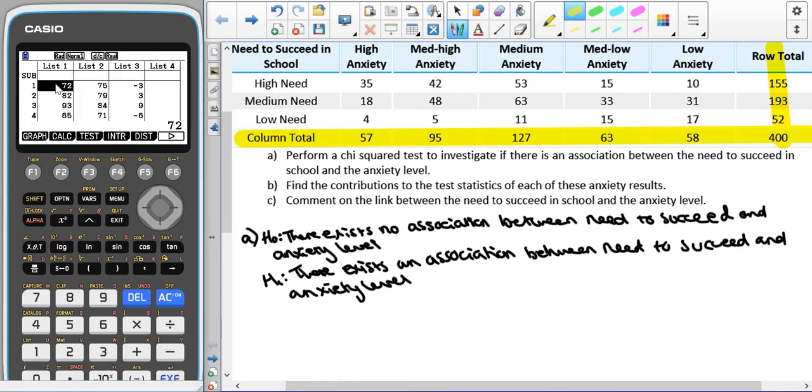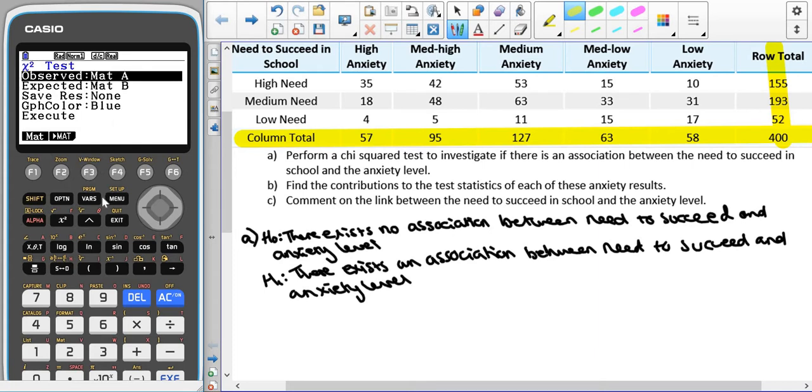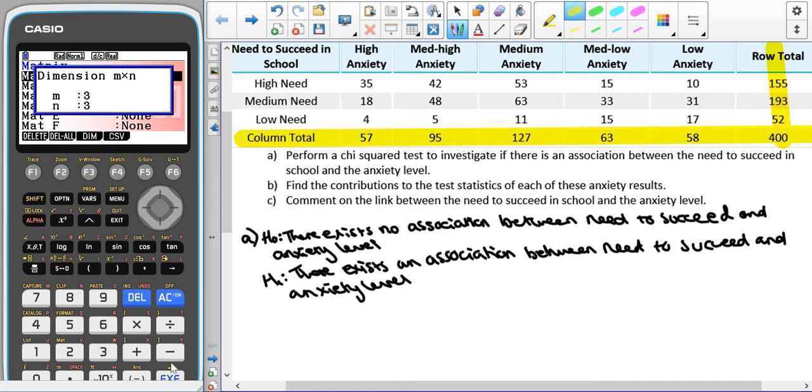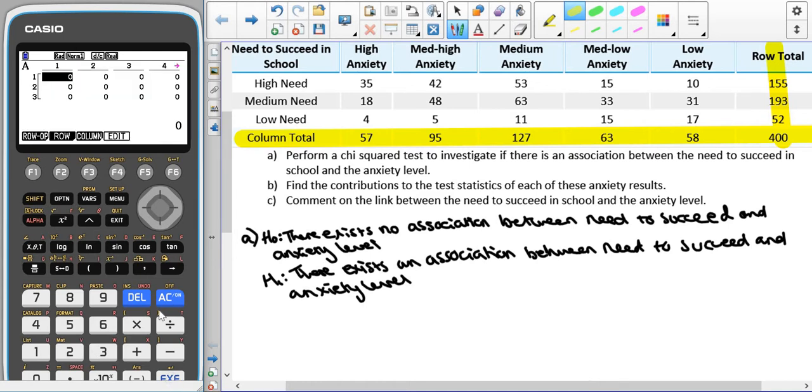So I'm going to go into the stats part of my calculator. I'm going to go into test, chi, and for this first bit I'm just going into two-way. So it says my observed is matrix A, my expected is matrix B. That's fine, and this will automatically be set up for you if you haven't messed around with it in your calculator. Then we go to arrow mat and we're putting our information in here. So we have 3 rows and we have 5 columns, and we can just type that over the top and it'll automatically enter it in for us.